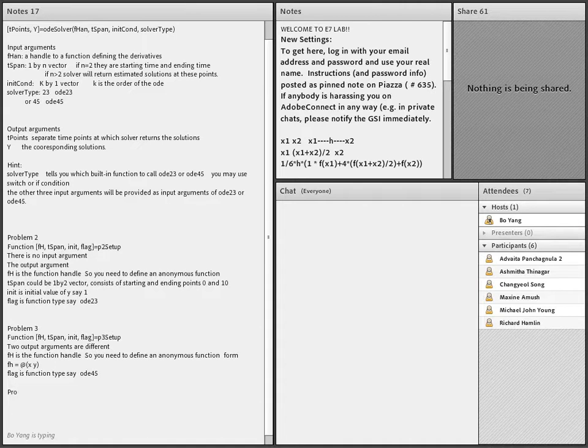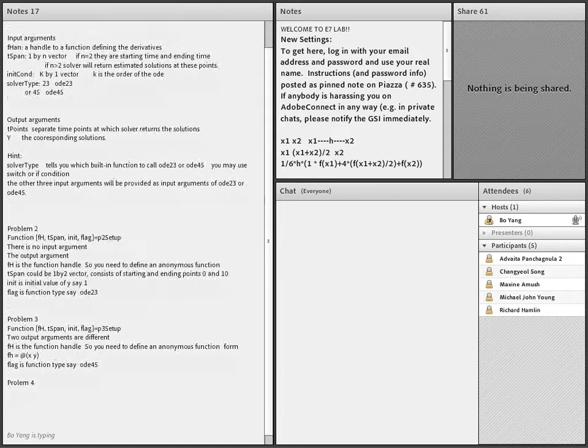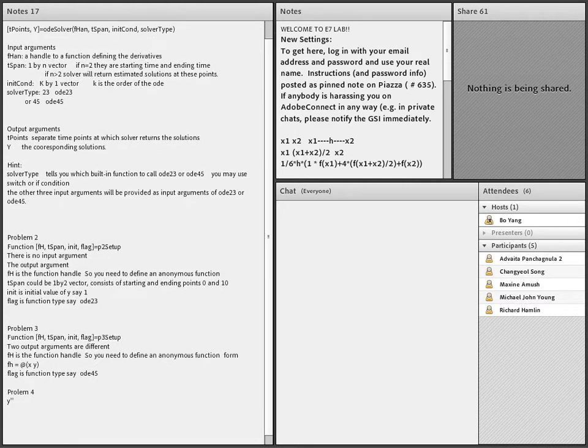Problem 4 is a little difficult, because it is a second order ODE. You can see you have y double prime, which means the second differential equation of y.